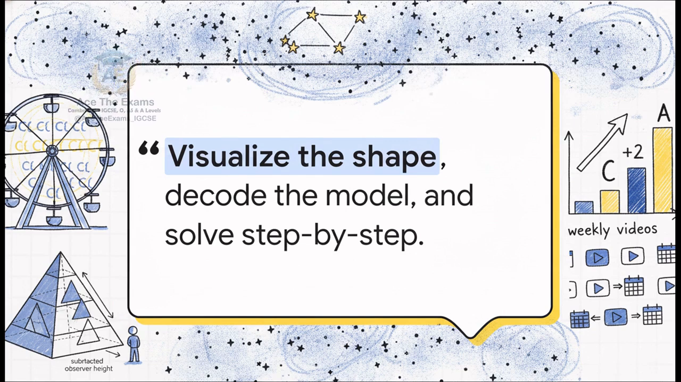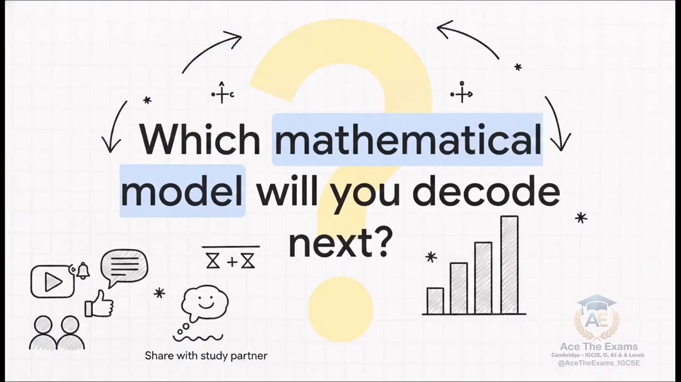Remember how we started, looking at a chaotic night sky? But now you know how to find the constellations. You don't just see a Ferris wheel, you see a cosine function. You don't just see a massive pyramid, you see layered, right-angled triangles with a subtracted observer height. You have learned to ground abstract numbers in logical, visual steps. So I leave you with this. Which real-world mathematical model will you decode next on your path to exam mastery? Will you tackle vectors, algebraic fractions, or perhaps statistical histograms?